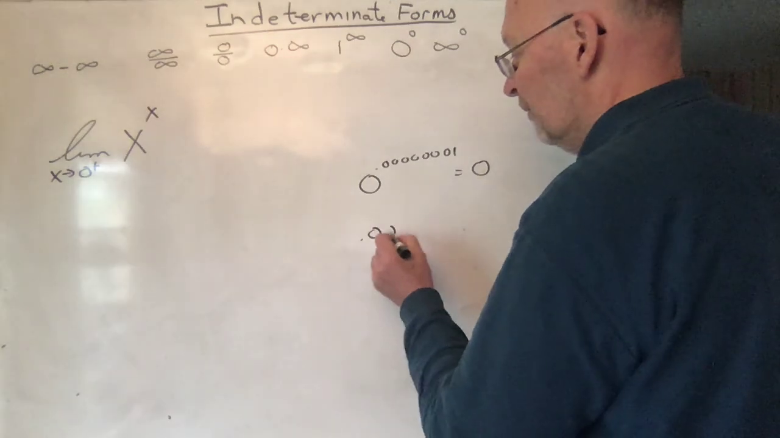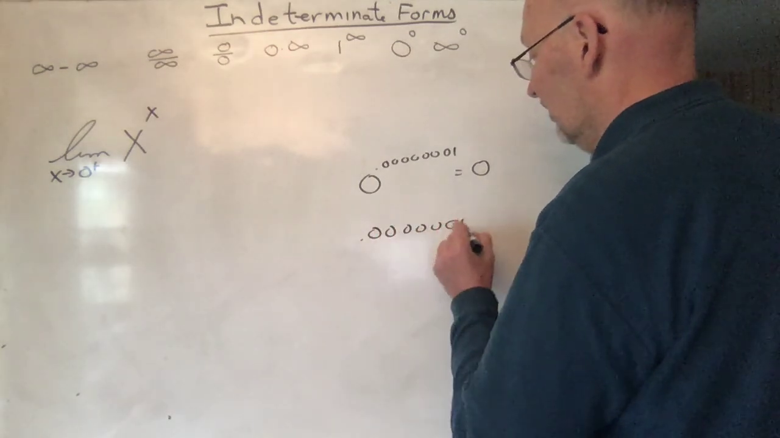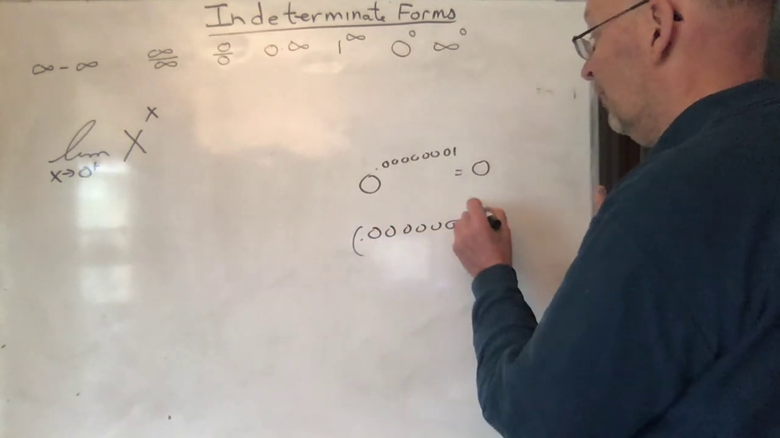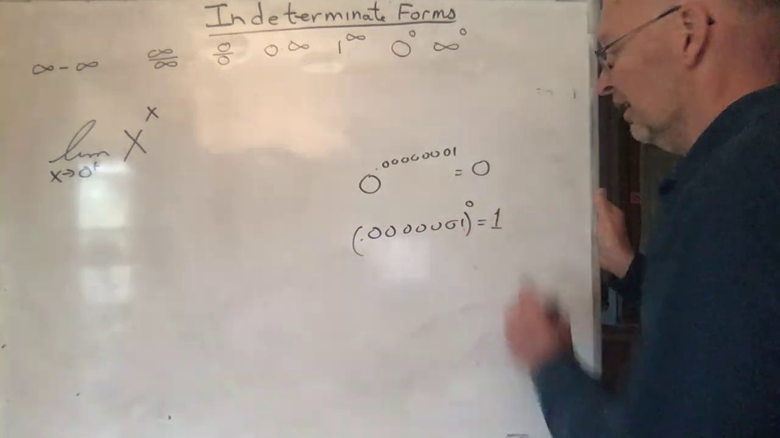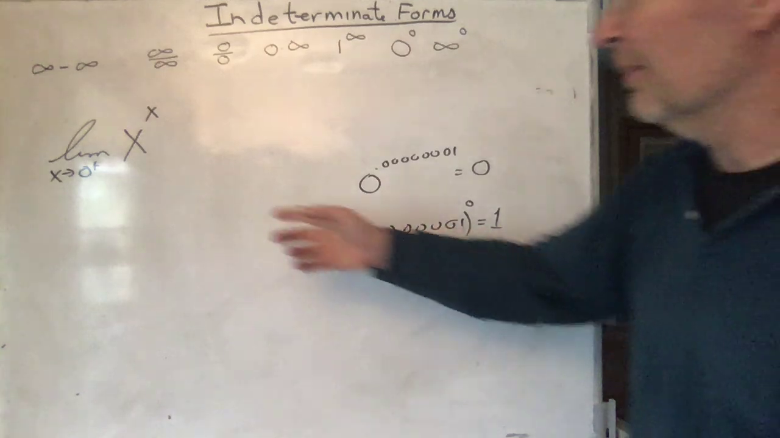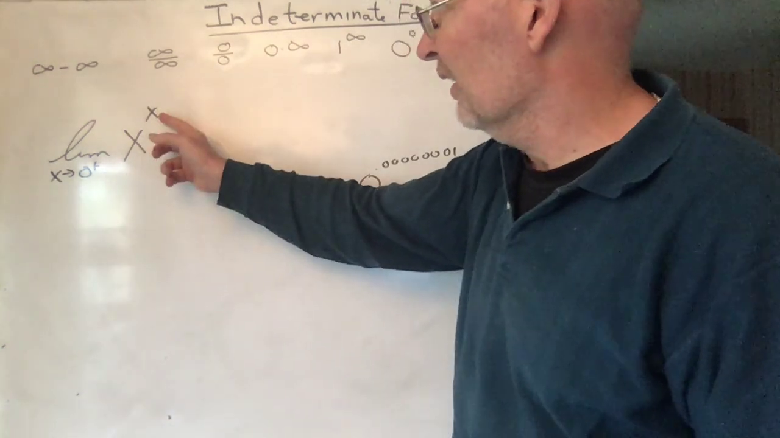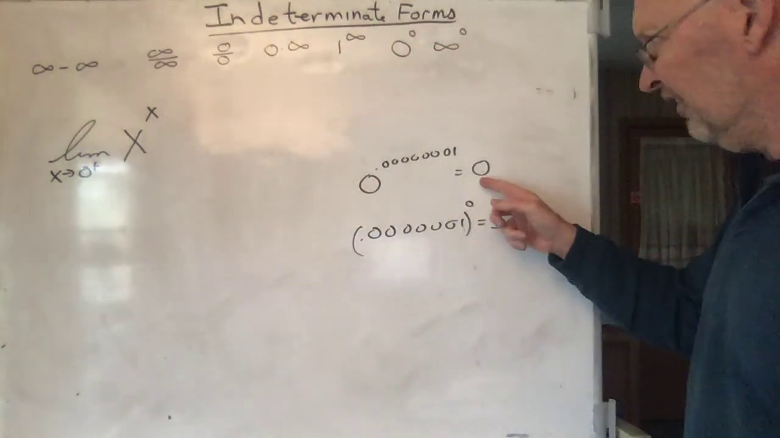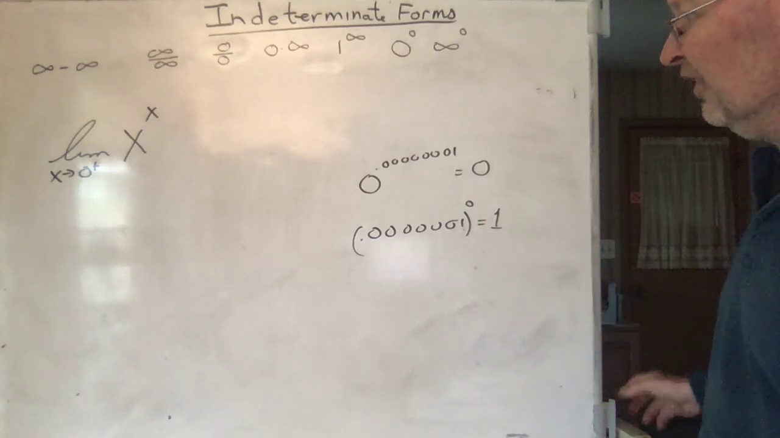On the other hand, you give me any number, no matter how small it is, and you take it to the 0 power, that's equal to 1. So what happens when both of these things are happening at the same time? This never hit 0, that never hit 0, but they both approach 0. This thing's forcing it to 0, this thing's forcing it to 1.